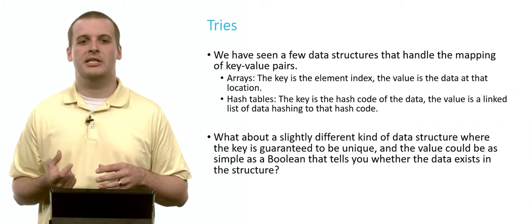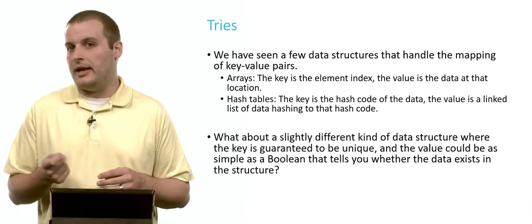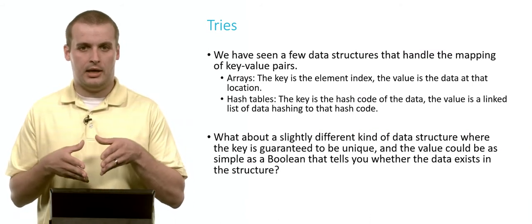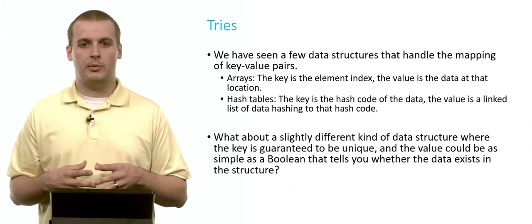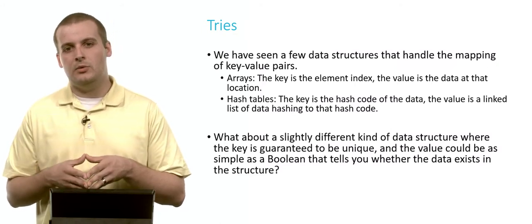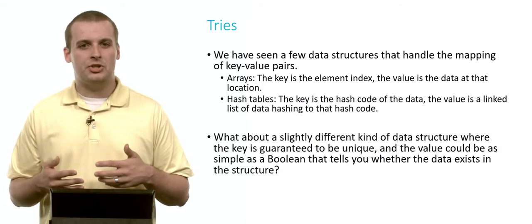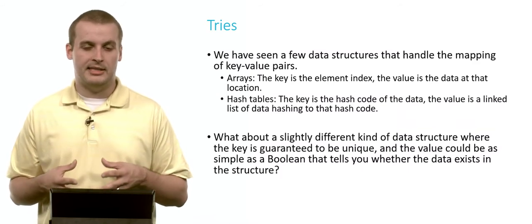What about another approach to this method, though? What about a method where the key is guaranteed to be unique, unlike a hash table where we could end up with two pieces of data having the same hash code, and then we have to deal with that by either probing or more preferably chaining to fix that problem. So now we can guarantee that our key will be unique. And what if our value was just something as easy as true and false that tells us whether or not that piece of information exists in the structure? A Boolean could be as simple as a bit. Realistically, it's probably a byte more likely than a bit. But that's a lot smaller than storing maybe a 50-character string, for example.